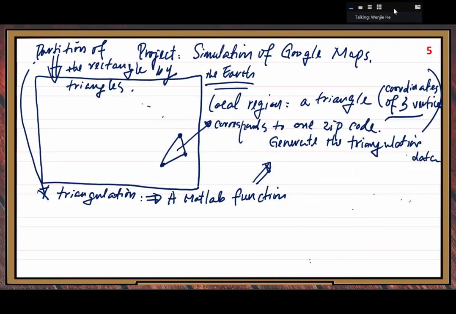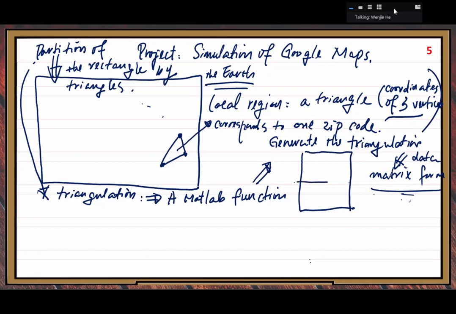The data is in matrix form, but that matrix contains two portions: the top part and the bottom part, for two different types of information. The top part is vertex information.